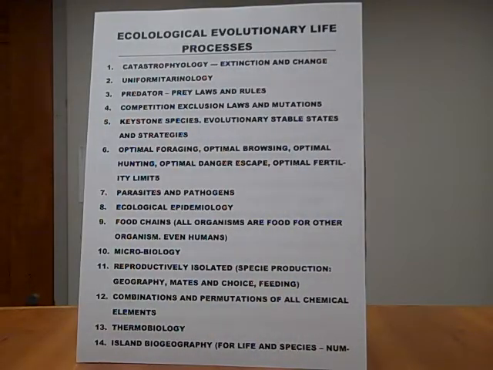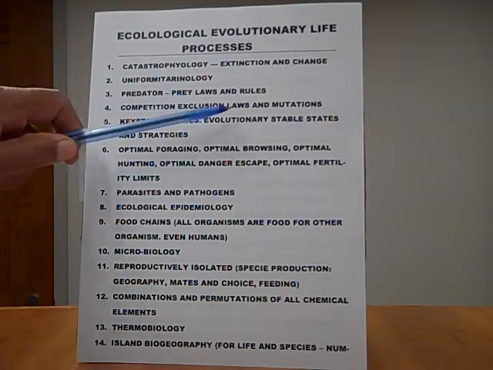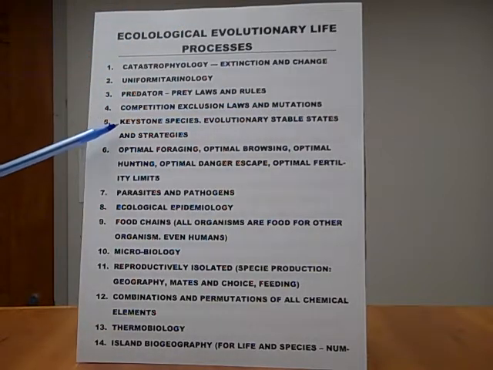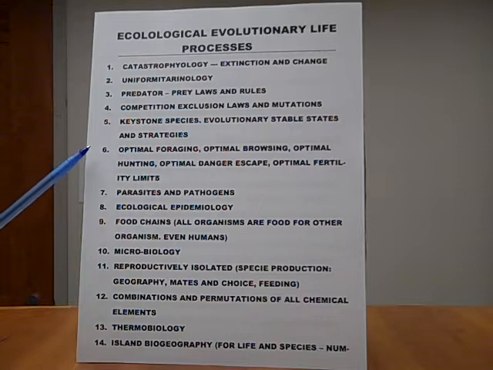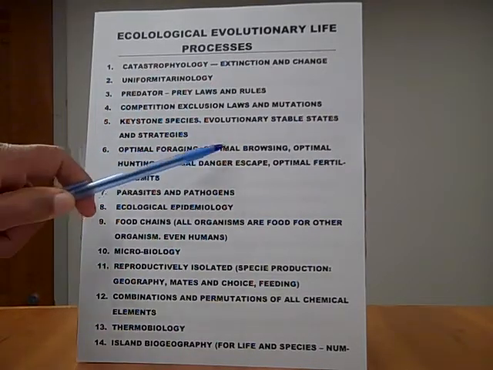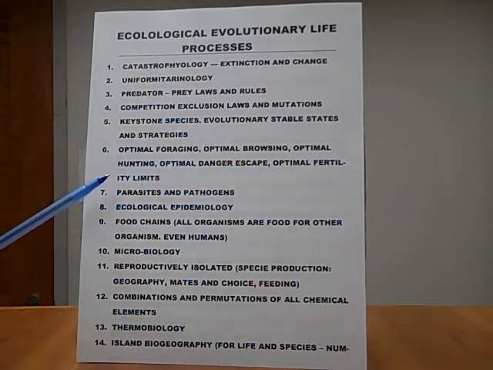Let's continue, please. Ecological evolutionary life processes. Number 1, catastropheology, extinction and change. Number 2, uniform meteorology. Predator-prey laws and rules, competition, exclusion laws and mutations. 5, keystone species, evolutionary stable states and strategies. 6, optimal foraging, optimal browsing, optimal hunting, optimal danger escape, optimal fertility limits.